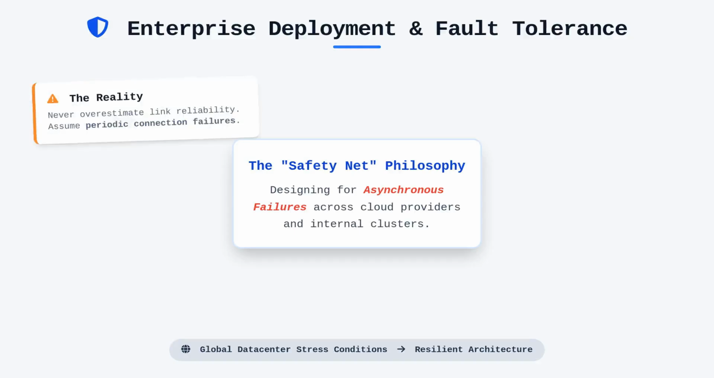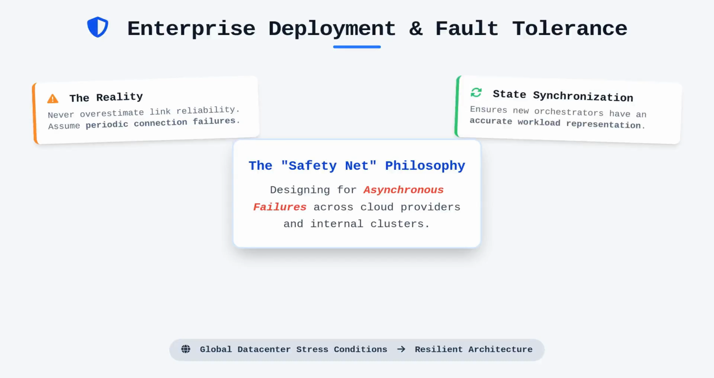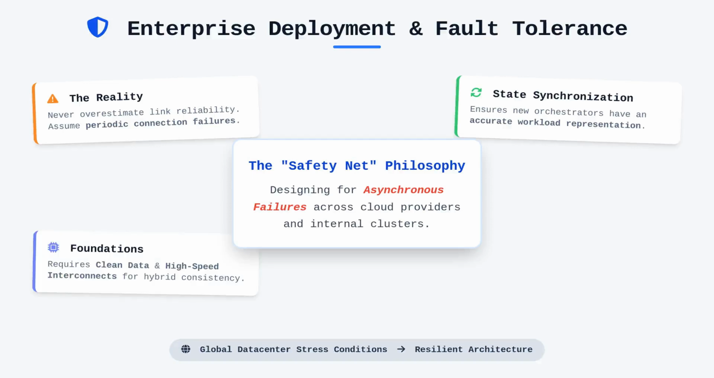It is easy to overestimate the reliability of a link, yet we have to design with the assumption that connections will periodically fail. Our strategy revolves around state synchronization, which ensures that if an orchestrator experiences a failure, the new instance possesses an accurate representation of the current workload distribution. This level of synchronization relies on clean data and high-speed interconnects, which are foundational to maintaining a consistent hybrid experience.